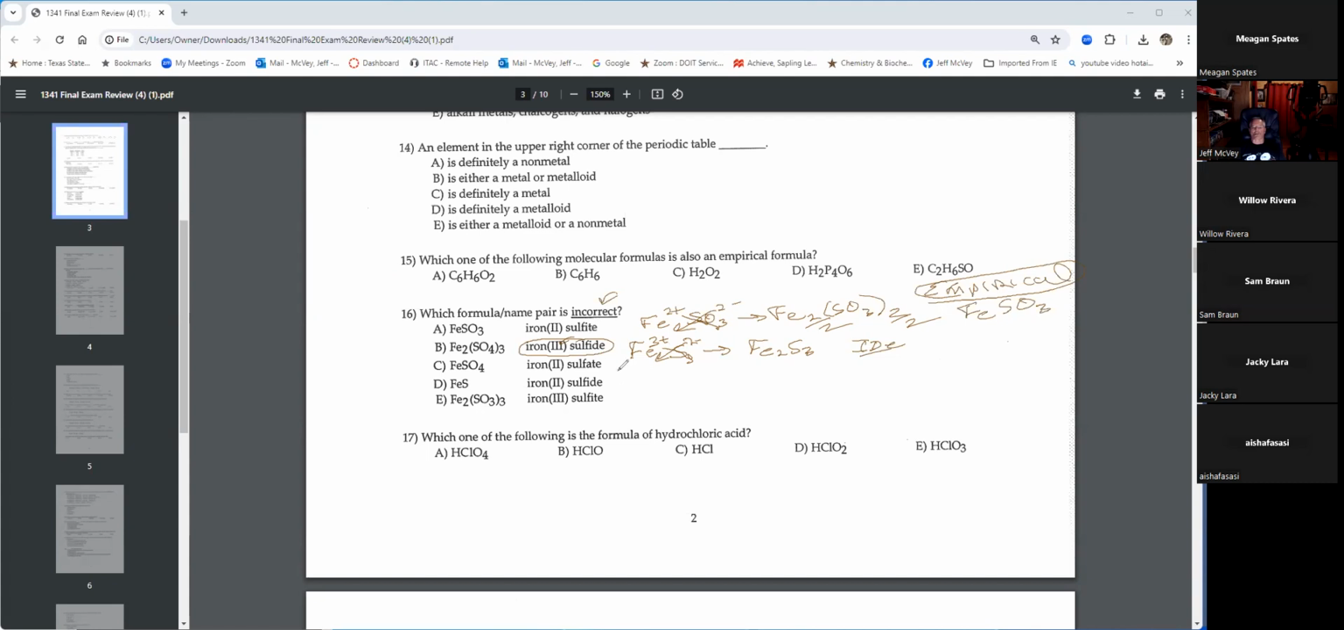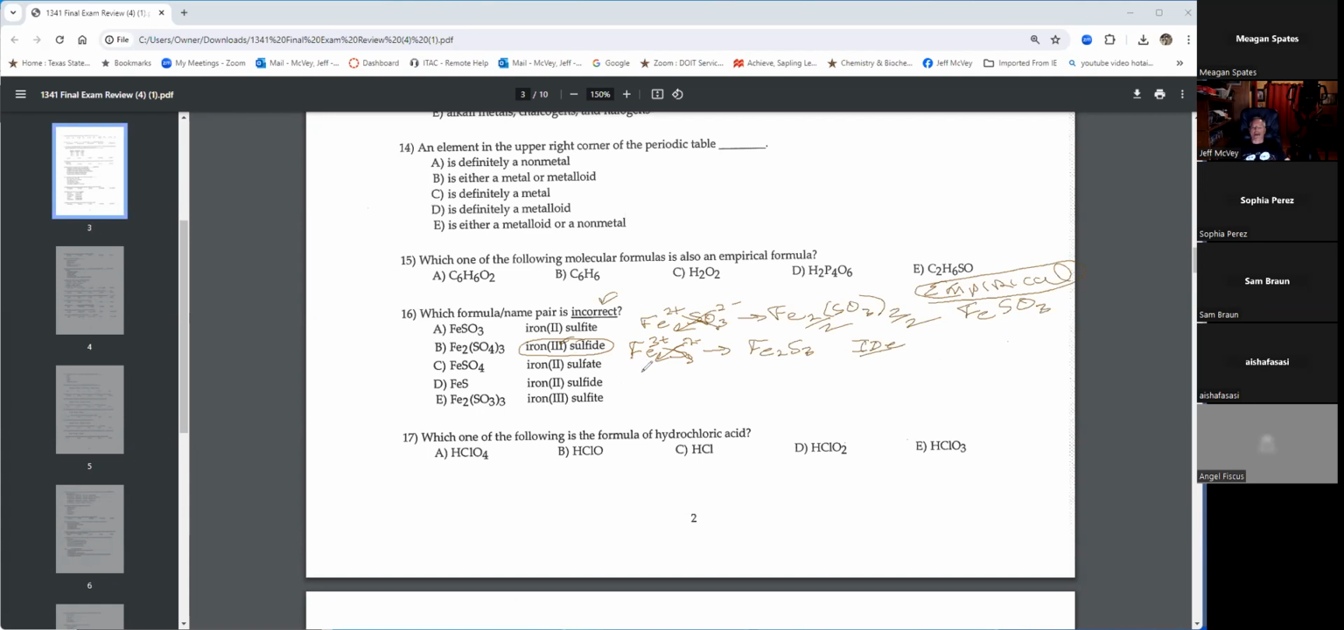Let's do the rest of them just because we can. Are you sharing your screen right now? Yeah, I am. Can everybody else see my screen? Yes. Okay, so if you can't see my screen, it's on your end. Okay, so let's do the rest of them.